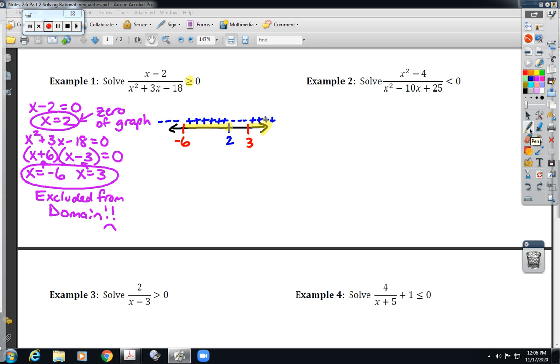So we would say the answer to this would be from -6, which is not included, so it gets a rounded bracket, to positive 2, which is included because it's a 0, so it gets a square bracket, and from 3, which is not in the domain, so it is not included, to positive infinity. That would be the solution to this nonlinear inequality.